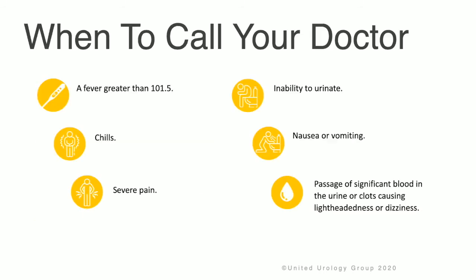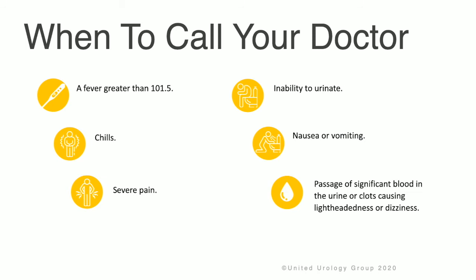Please call your doctor if you experience a fever greater than 101.5, chills, severe pain, the inability to urinate, nausea or vomiting, or significant amounts of blood in the urine, significant amounts of clots in the urine, and lightheadedness or dizziness.